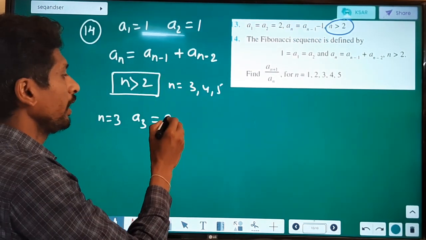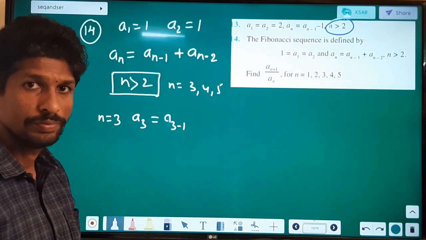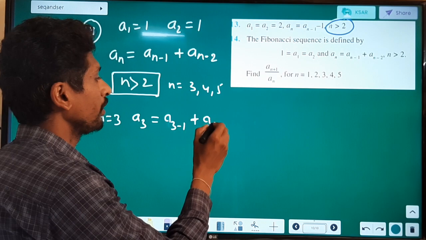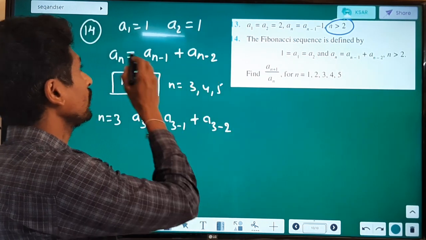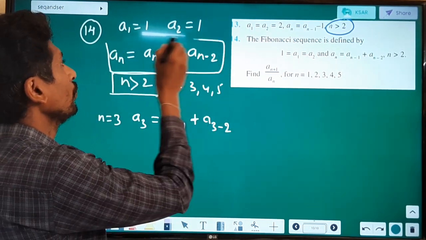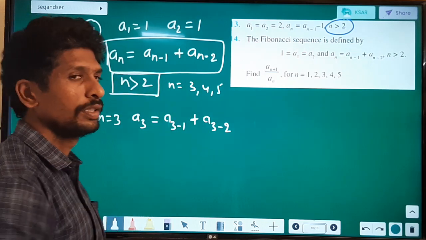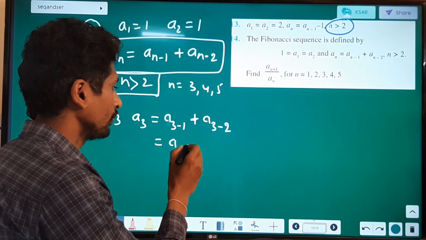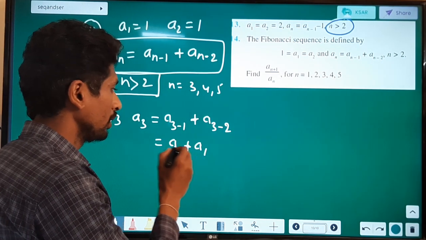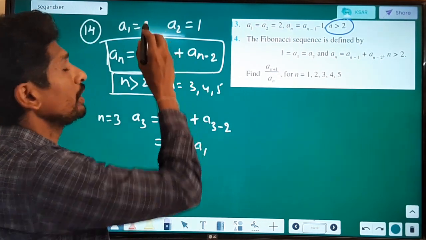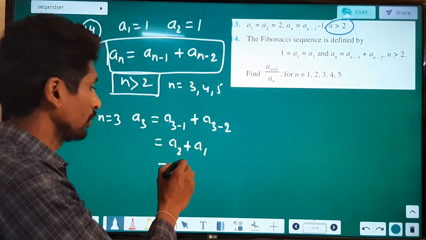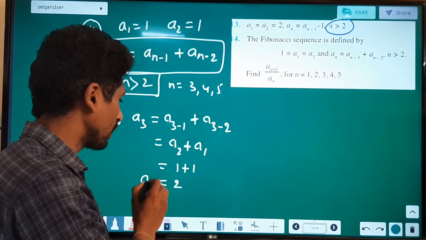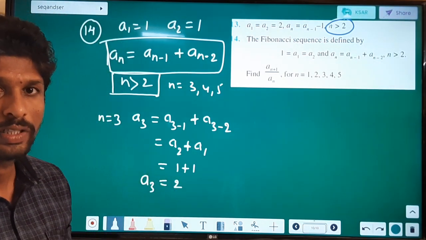A3 becomes what? A3 is nothing but A3 minus 1 plus A3 minus 2 here. Whatever the nth term is there, that one you have to take for finding the third term. So now what? A2 plus A1 comes. A2 is how much? A2 is 1 and also A1 is 1. So therefore 1 plus 1 becomes what? 2 here. So therefore the A3 value becomes 2 here.